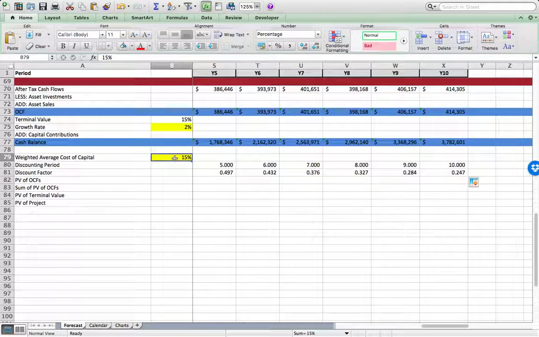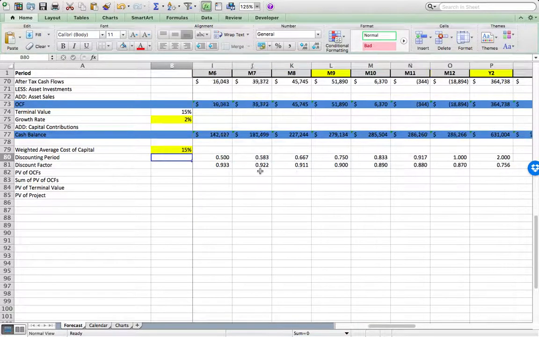Now, obviously, if we found that our weighted average cost of capital was different, say it was only 10%, we change that. That's a pretty big impact. You go from being worth 25 cents on the dollar to being worth almost 39 cents on the dollar. That could change the value of your project a lot. So because we've broken this out separately, you can see that the way that the weighted average cost of capital impacts the value of your project is through this discount factor.